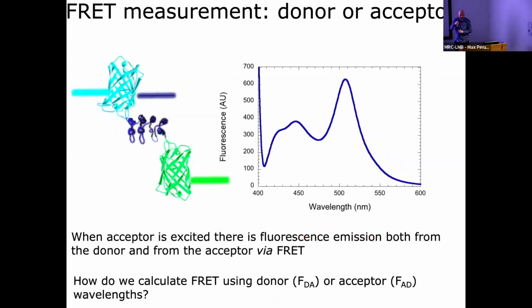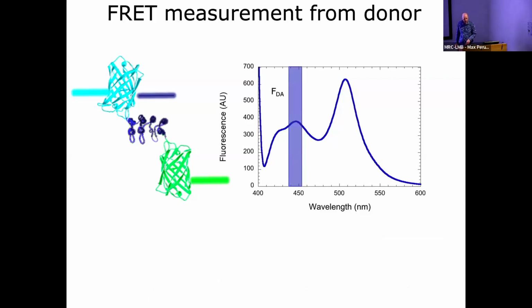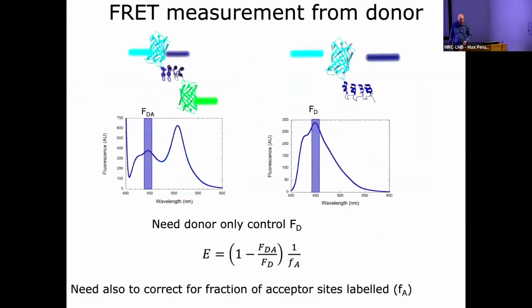When you come to do an experiment, it gets a bit more complicated because not all the energy is transferred. So we're going to excite the donor. We get the donor emission, and then some of the energy is transferred, and then we get the acceptor emission as well. So how do we actually calculate it? Well, if we do it from donor emission, that's much easier, but we need to do some controls as well, where we have just the donor by itself. So then we can see how much energy is actually lost when we have the acceptor in here.